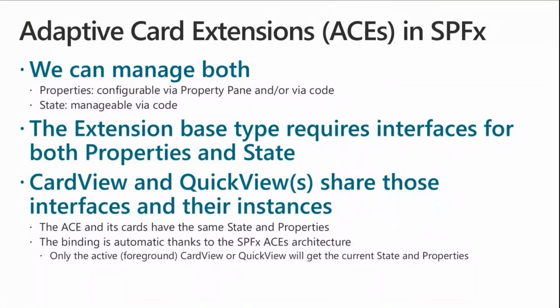Whenever we create adaptive card extensions for Microsoft Viva Connections in SharePoint framework, we can manage properties and state like we can do with whatever kind of React component. Specifically, we can manage the properties either using a configurable property pane, like we do for web parts, or we can manage property values via code, as well as manage the state of the component in code.